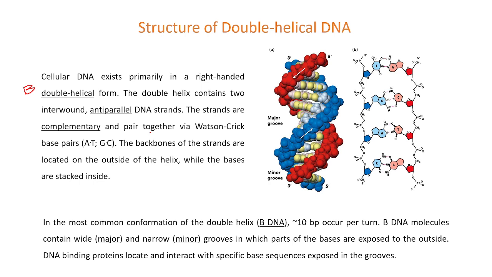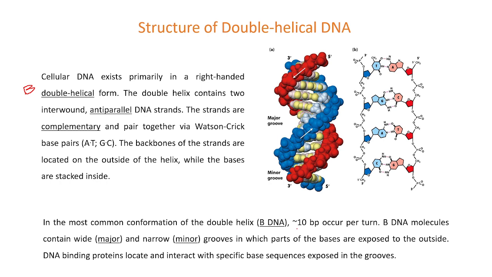So the backbone of these strands is located on the outer part of the helix, while the bases are stacked inside. And then they form major grooves and minor grooves. These grooves are like depressions or cavities. Major grooves have bigger cavities than minor grooves, and these grooves can be utilized for different drug treatments, where you want to see whether the drug is binding to this groove or not. So these grooves can be applied in different applications and in drug trials.